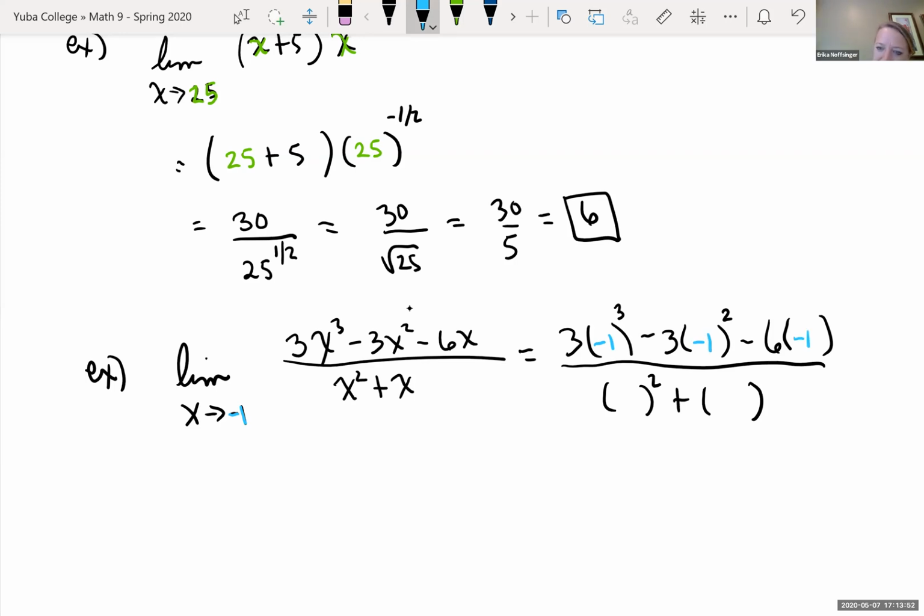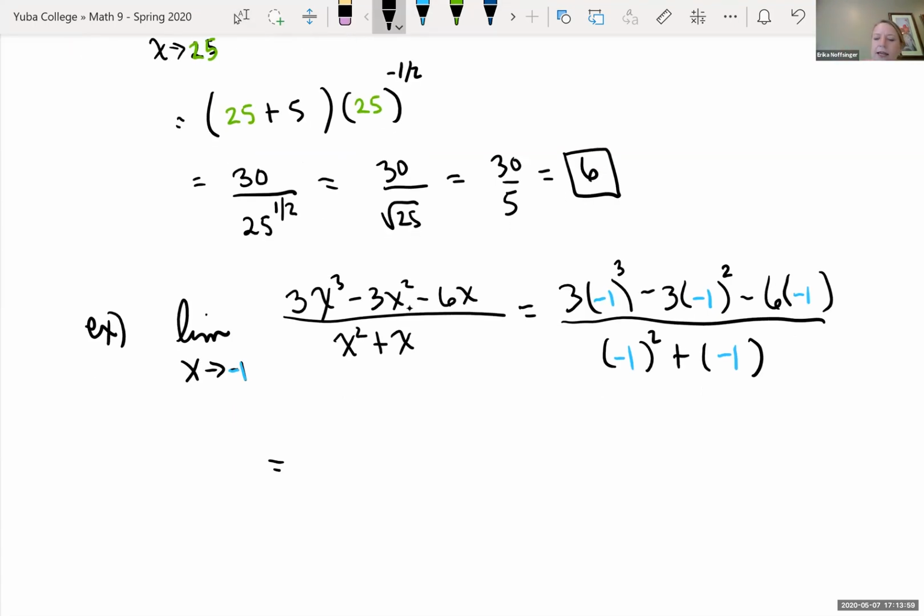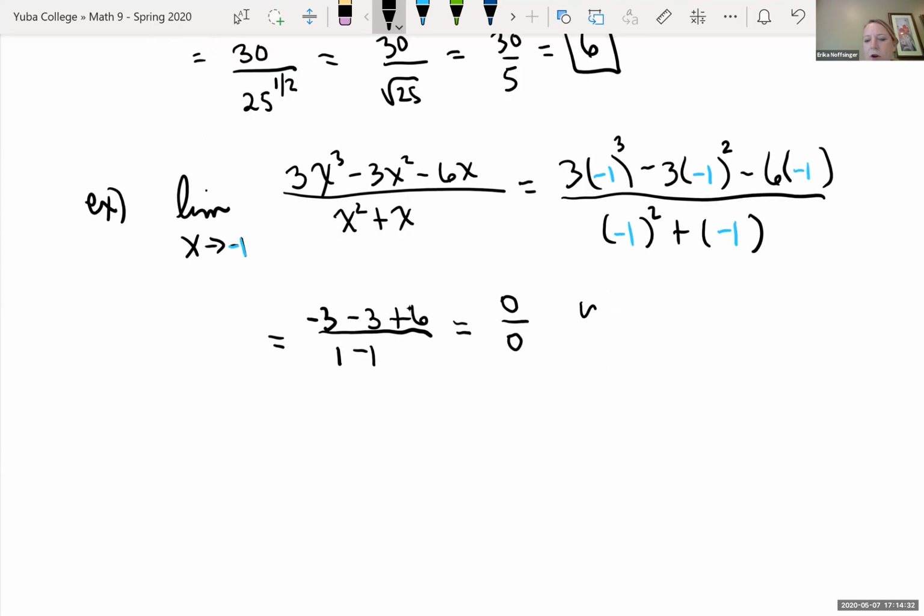So going back and rewriting, putting in negative 1 wherever I had an x. Negative 1 cubed is negative 1 times the 3 in front, so that's negative 3. Negative 1 quantity squared is positive 1 times the negative 3 in front, so minus 3. Negative 6 times negative 1 is plus 6. All over, negative 1 quantity squared again is 1, minus 1. If I sum negative 3 minus 3 plus 6, I get 0 over 0. And so this was the indeterminate form. That didn't tell us anything.